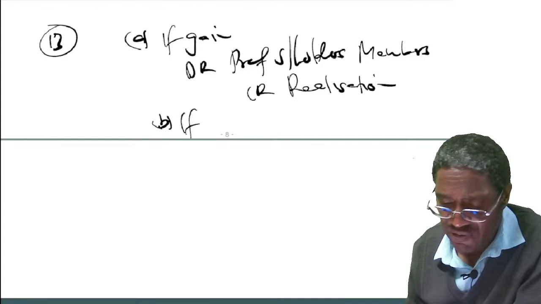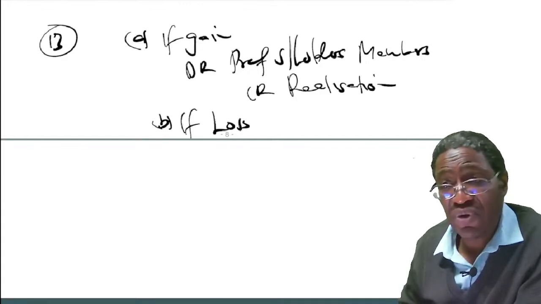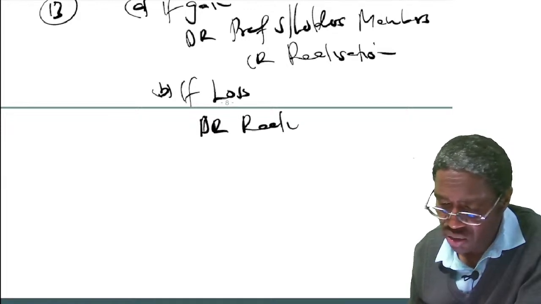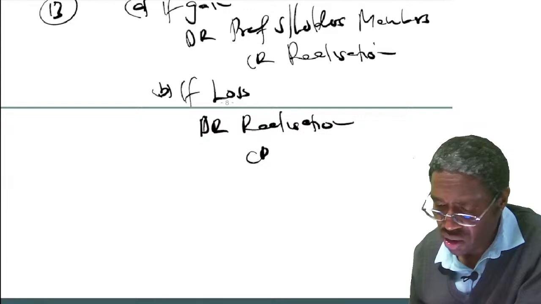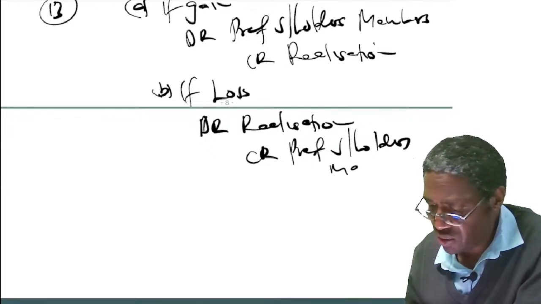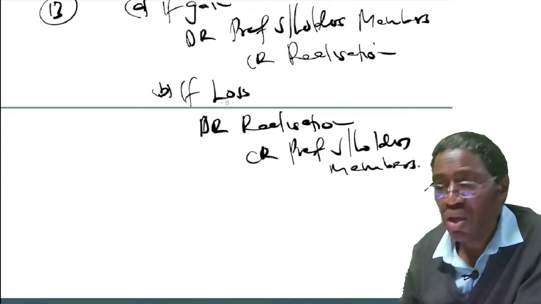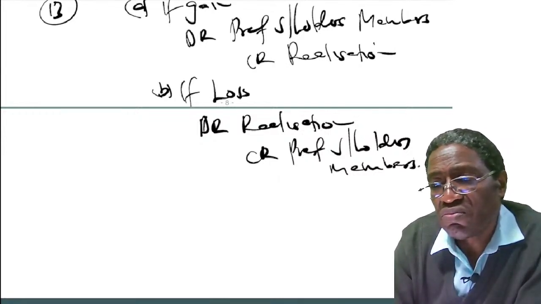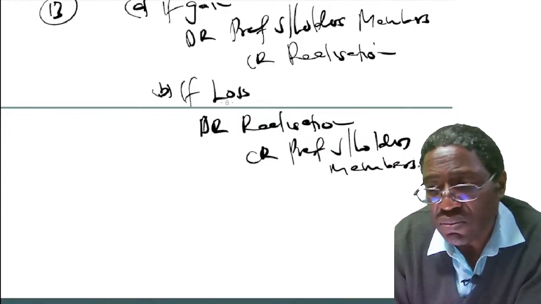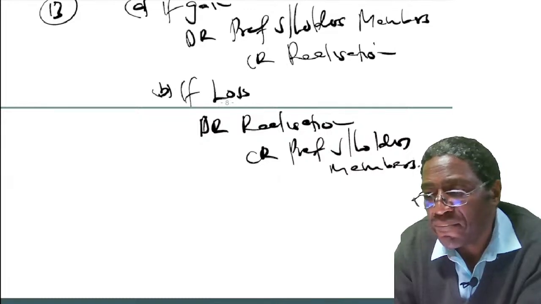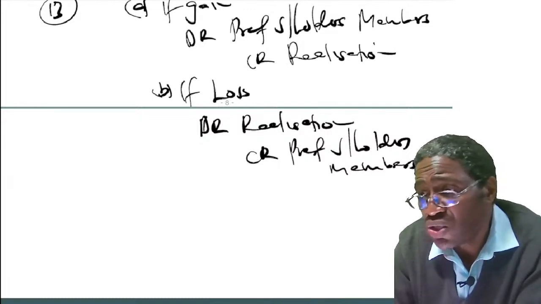Number B, if loss, debit realization, credit preference shareholders members. Okay, that's our step number 13. Finish. We want to go to step number 14.